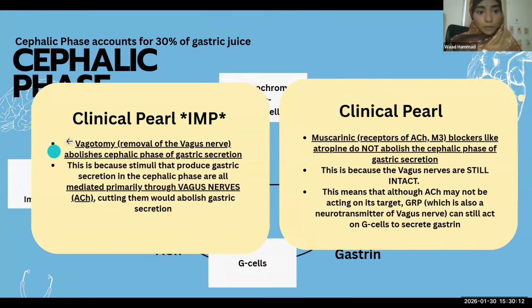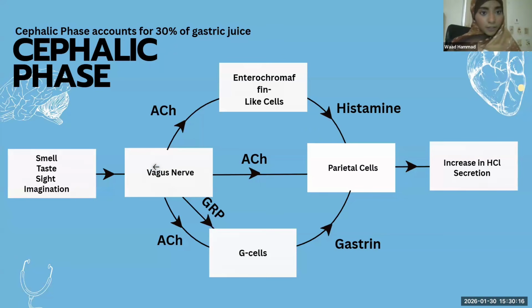So what we do with that is, because as you can see, the vagus nerve is responsible for everything in the cephalic phase. It's not responsible for everything in the gastric phase, only in the cephalic phase, because it is activated and it releases GRP and ACh.